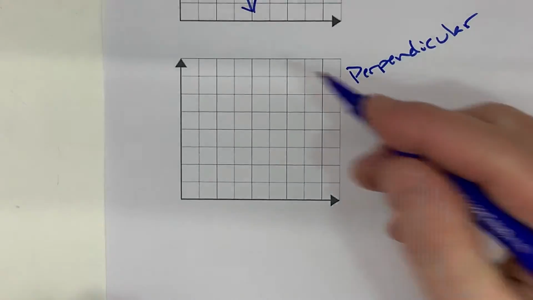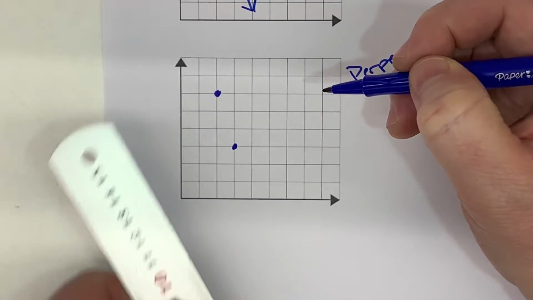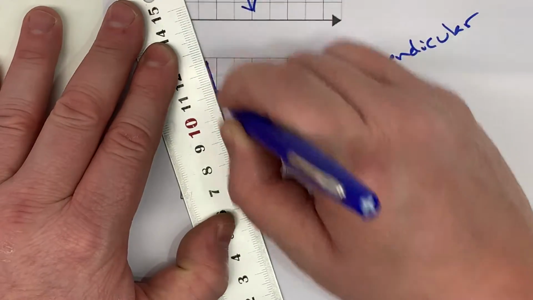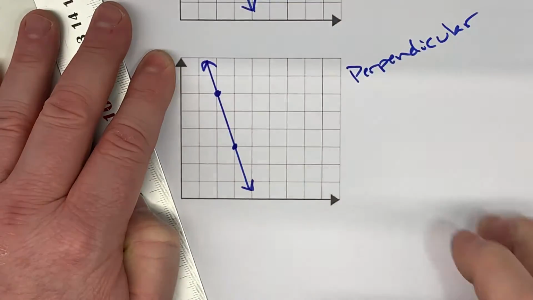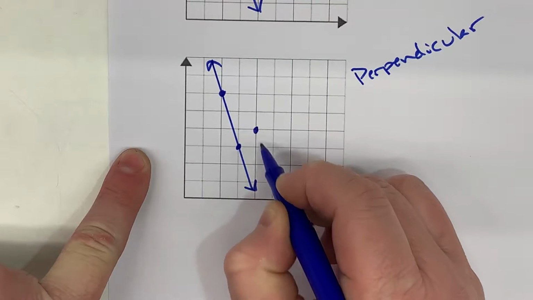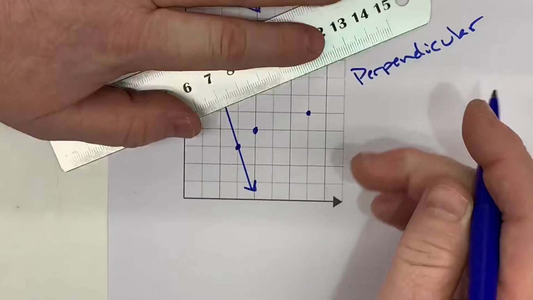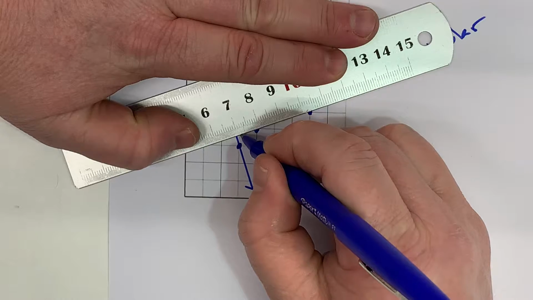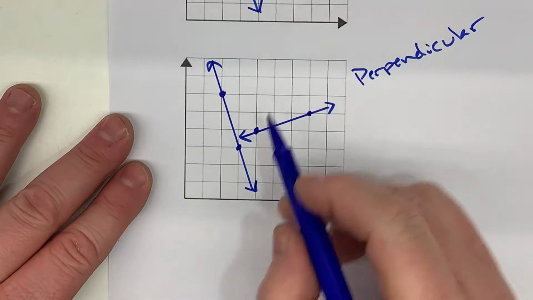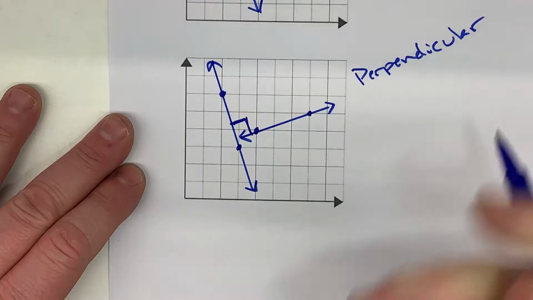I'm gonna draw the same line, down 3 over 1. So I have my first line, and now I'm gonna draw a line perpendicular to it, and I'm gonna start that line right here. And instead of being down 3 and over 1, it's gonna be over 3 and up 1. Here's two perpendicular lines. You can tell because they would form a right angle where they meet up.